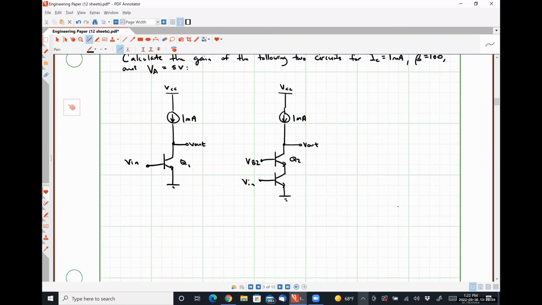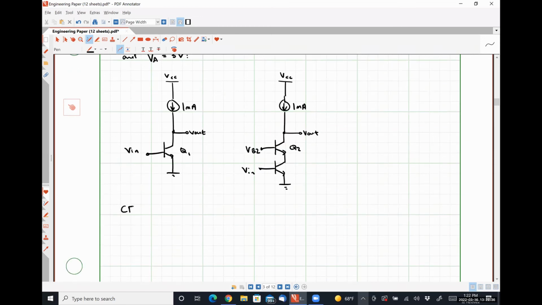So for our simple common emitter amplifier, our voltage gain AV is negative GM1 R01, which means that we need to calculate both GM1 and R01 in order to get it.